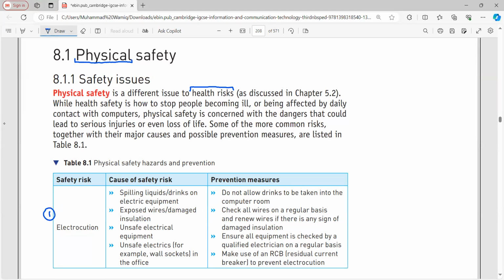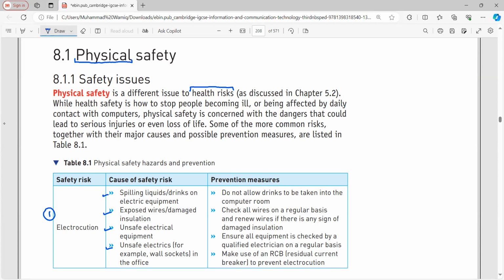The causes for this safety risk are that spilled liquid or drinks on electrical equipment like a charger, laptop or mobile can cause electrocution. Exposed wires and damaged insulation can cause electric shocks as well. Unsafe electrical equipment and unsafe electrical wall sockets can also cause electrocution, meaning that you are exposed to electricity. This can be a threat to your personal health.